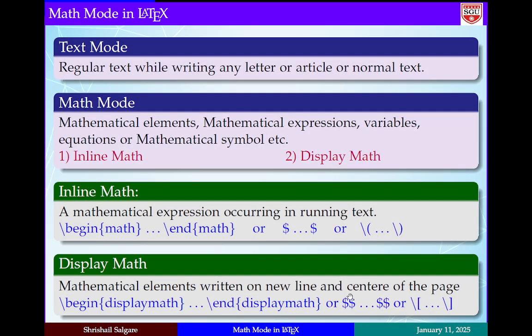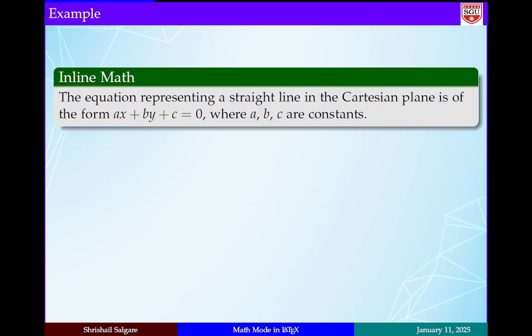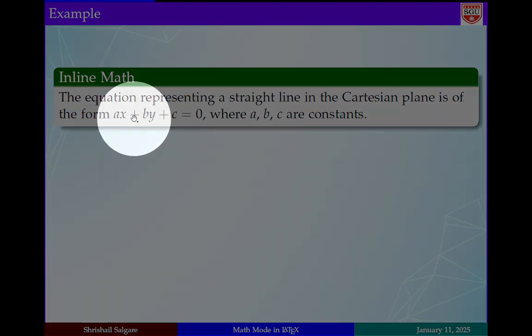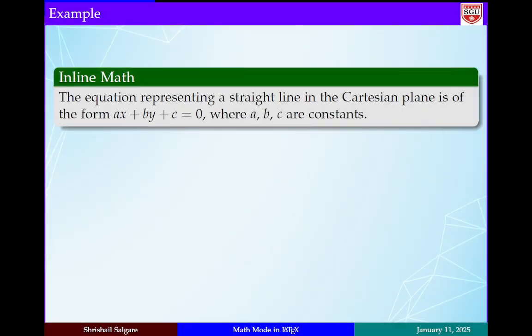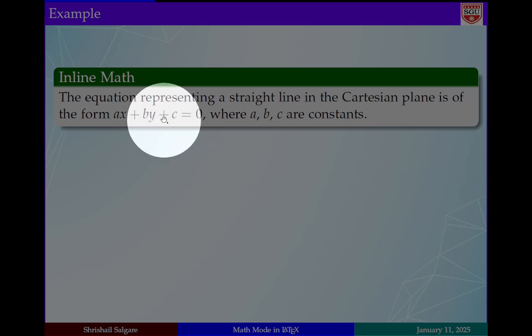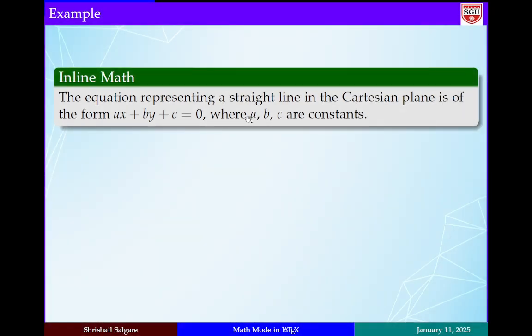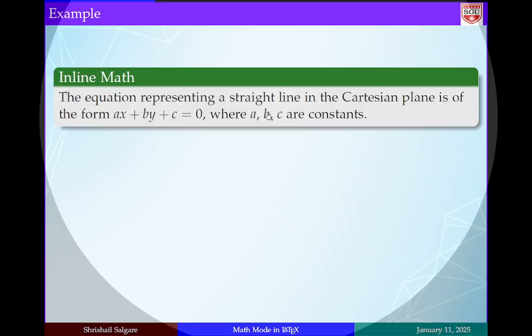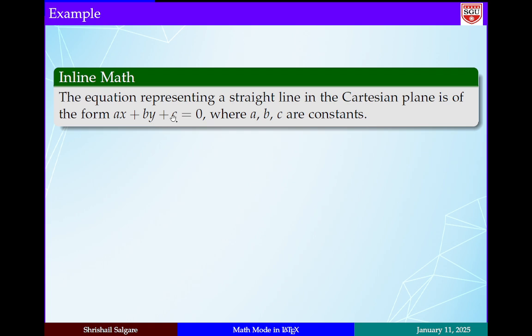So let us start with a simple equation. This is an example of inline math. The equation ax plus by plus c equal to 0, where a, b, c are constants, whatever expression is given in between, we have to include. So in this, ax plus by plus c equal to 0 is a mathematical part, and again the constants a, b and c. Whatever a, b and c come in the equation, that same symbol, same notation should come as a constant. a, b, c are constants. So let us start with the first one. I will demonstrate this.